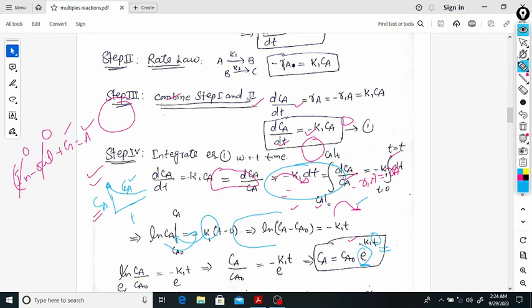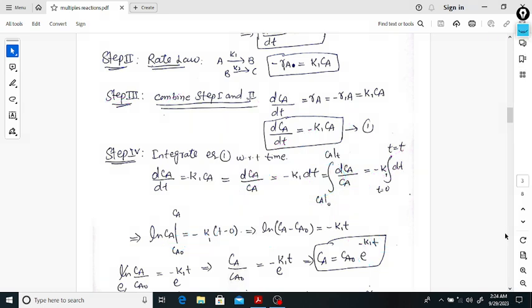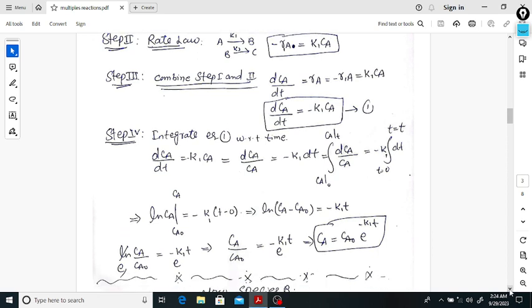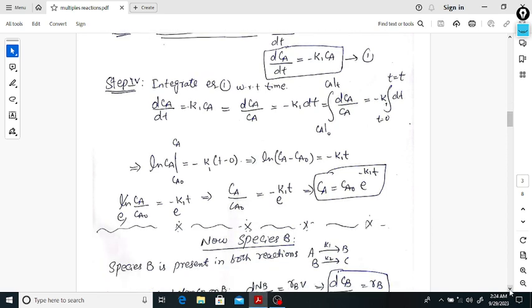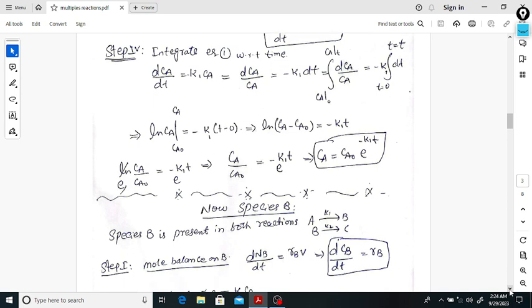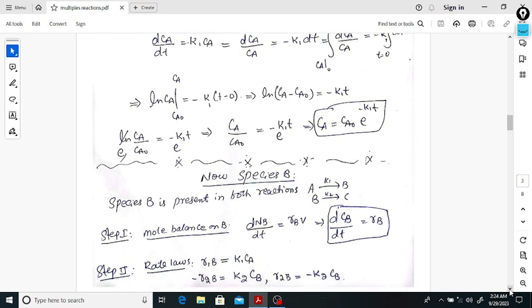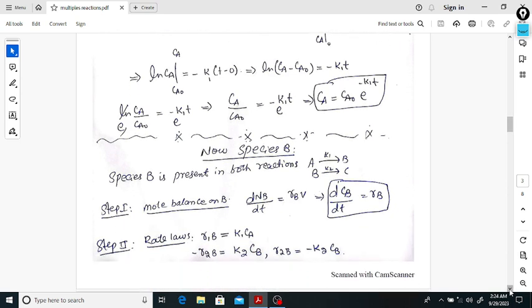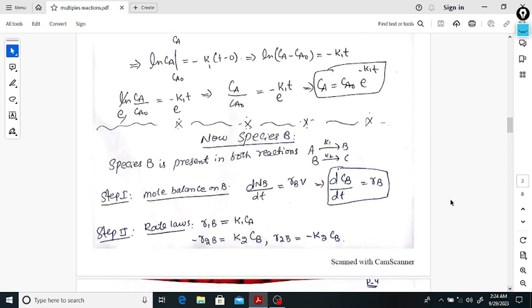Now we will go to component B, and we will apply the same rule for component B. Now species B or component B, the second reactant. Here you can see species B is present in both reactions. A is converting into B, and B is converting into C. So here this is step number 1.